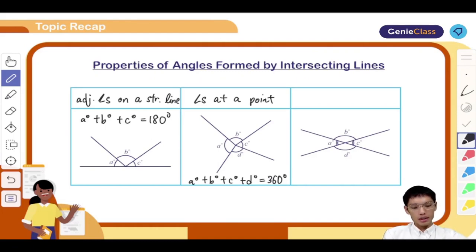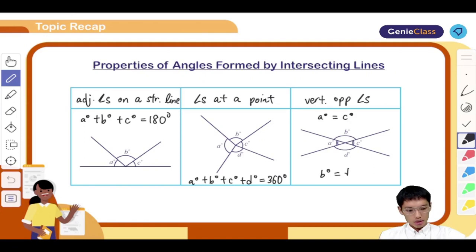Anybody else wants to try? Very good. Okay, Irving doing a good job. But now for the rest, I think you guys got it, just a little shy here. So over here is what we call vertically opposite angles. And next, one pair of angles is A is equals to C, or in this case, I have B is equals to D.